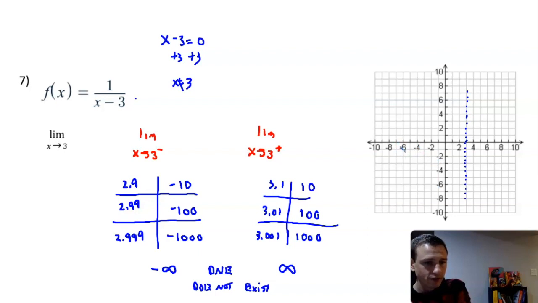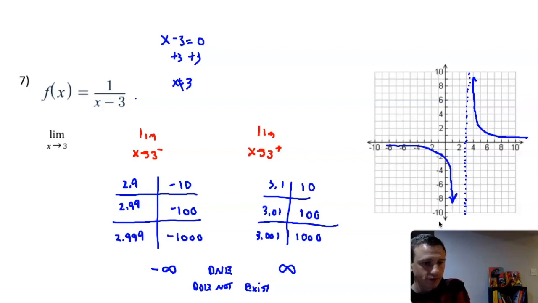So this, as we approach 3 from the left, is going towards negative infinity. So it's going to do something like this. It's going to travel right down that asymptote, go towards negative infinity. And then as we come from the right, it's going to go towards positive infinity. So it's going to just travel down that asymptote forever, never crossing over that asymptote.